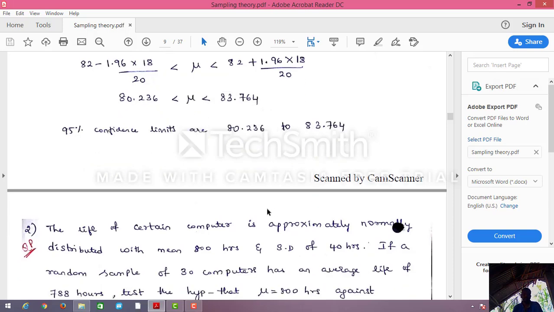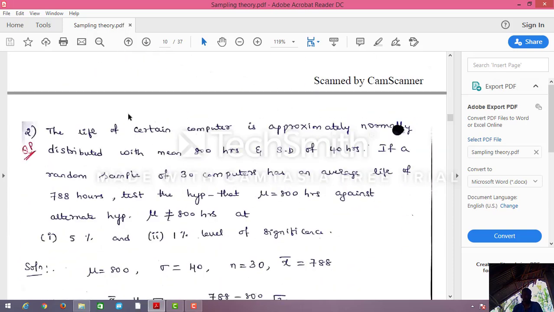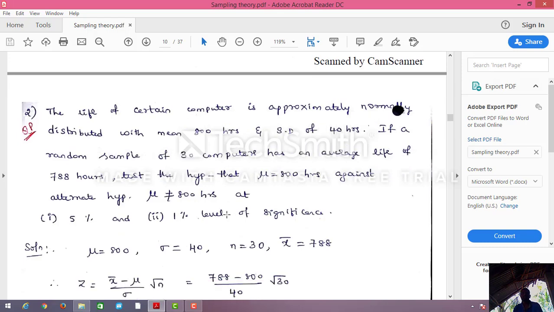Next problem we are going to see. The life of a certain computer is approximately normally distributed with a mean of 800 hours and a standard deviation of 40 hours. If a random sample of 30 computers has an average life of 788 hours, test the hypothesis that mu equals 800 hours against the alternate hypothesis mu is not equal to 800 hours at 5% level and 1% level of significance.